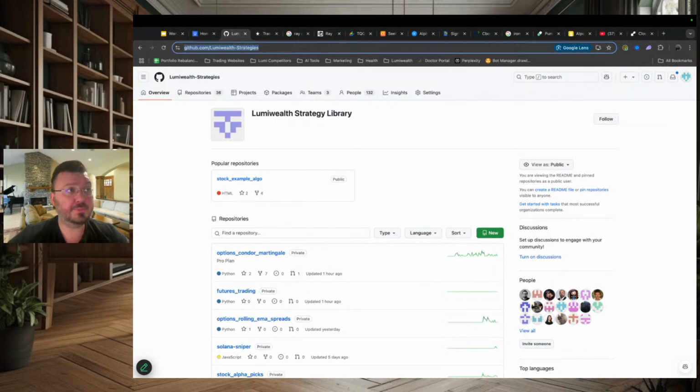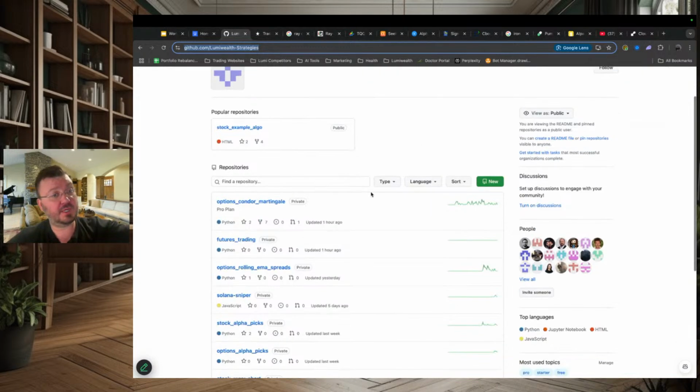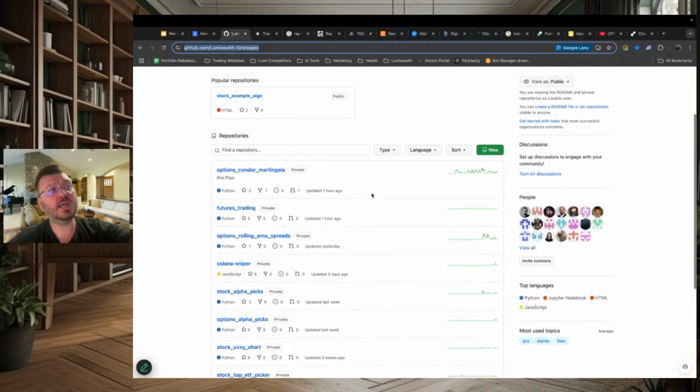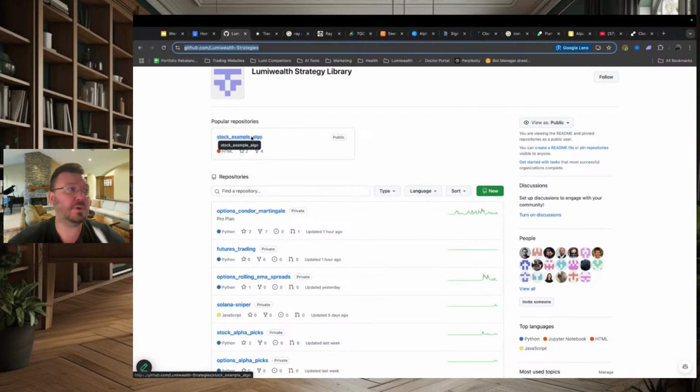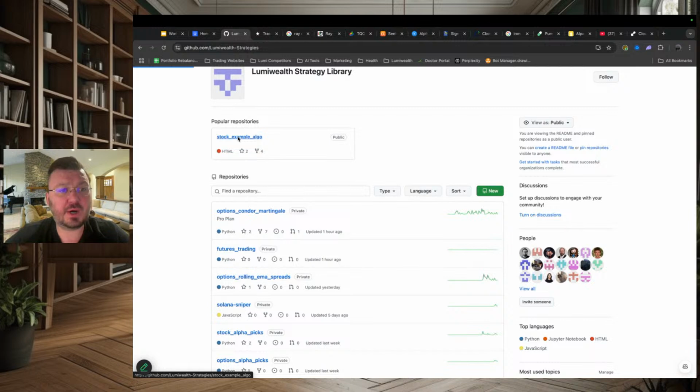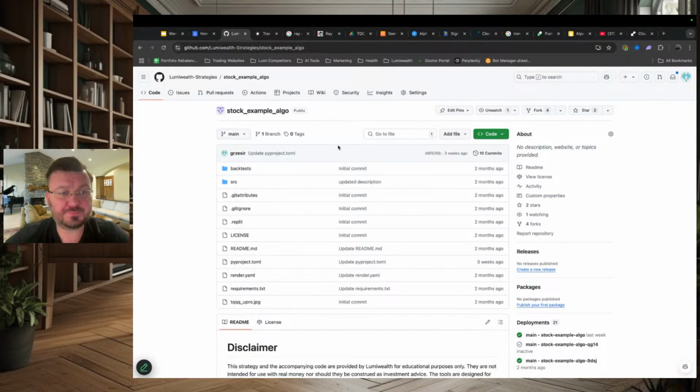If you are a member, you will see all these different bots that I have here. If you are not a member, you will simply see this stock example algorithm. I'm going to start using this because I want to make sure that all of you can follow along. So here's the stock example algo. We go into there.